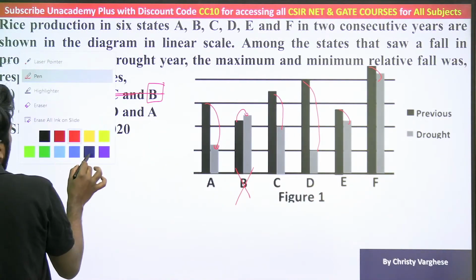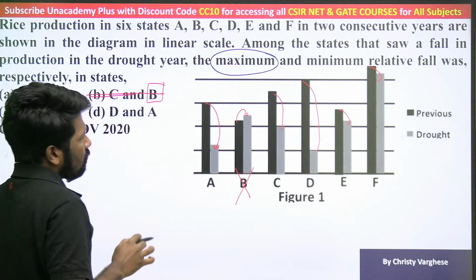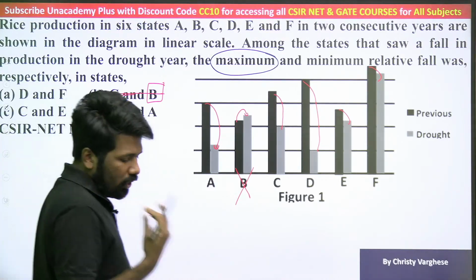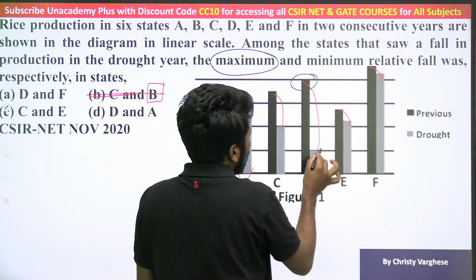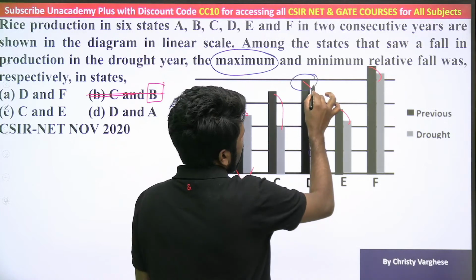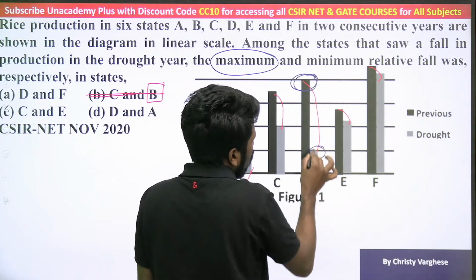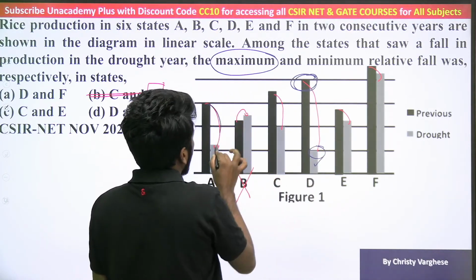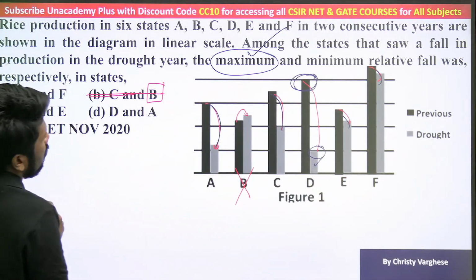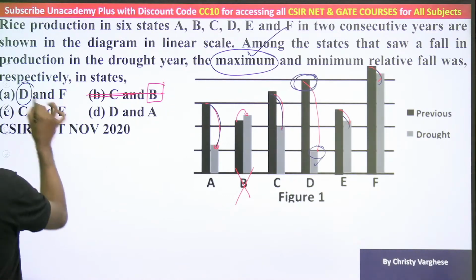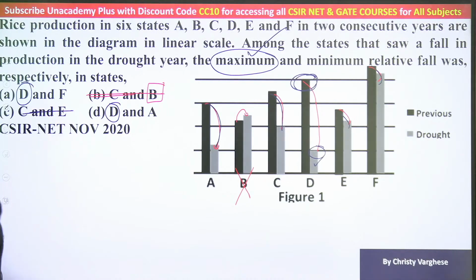Now what can you think? The question is asking for maximum and minimum relative fall. Maximum relative fall: here you should be able to look into the picture and answer. No calculation needed. Here to here, this is the maximum fall. Look at this, it is becoming almost a quarter of this value. Of this bar it is a quarter. For all the other bars, it is not that much fall. So definitely the maximum relative fall is for D state itself. D state maximum relative fall is mentioned in 2 options. So option C can be eliminated.